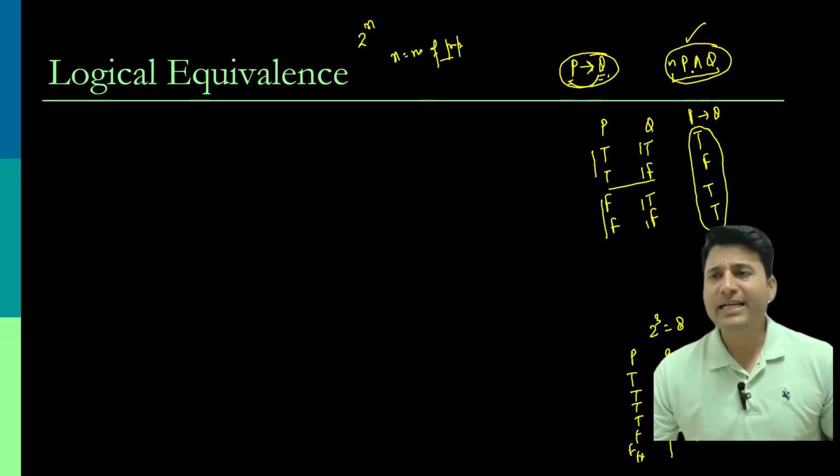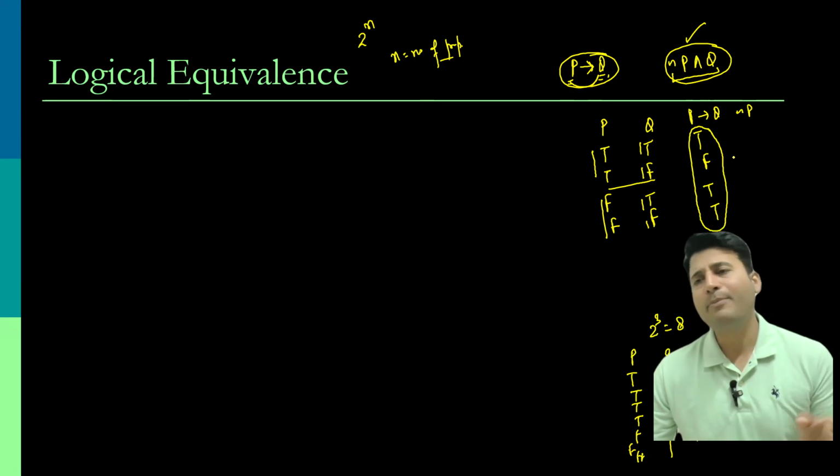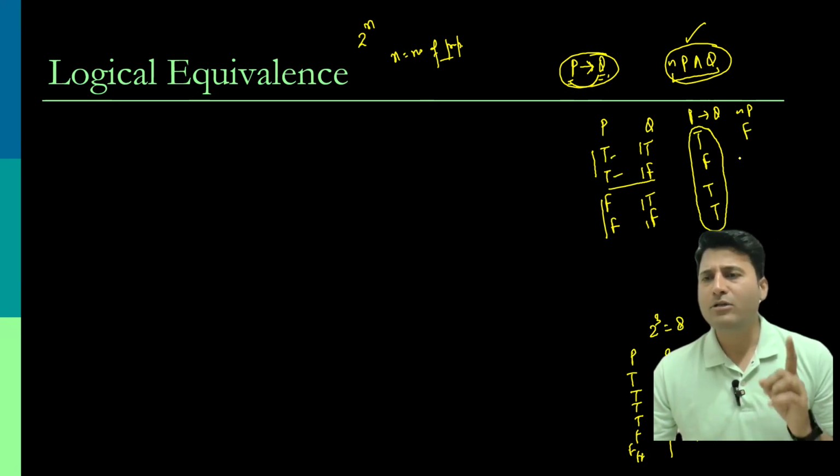Okay, now let us make negation P. One more column I am going to make, negation P. So opposite of P. So T opposite is F. This is also T. So F. This is F. This is T. This is F. This is T.